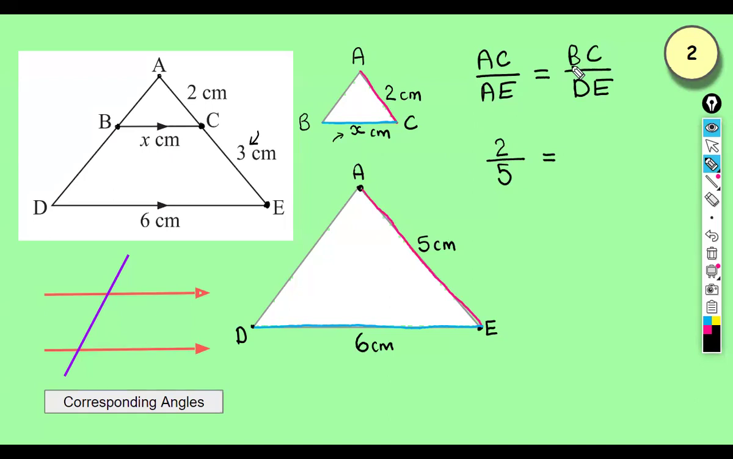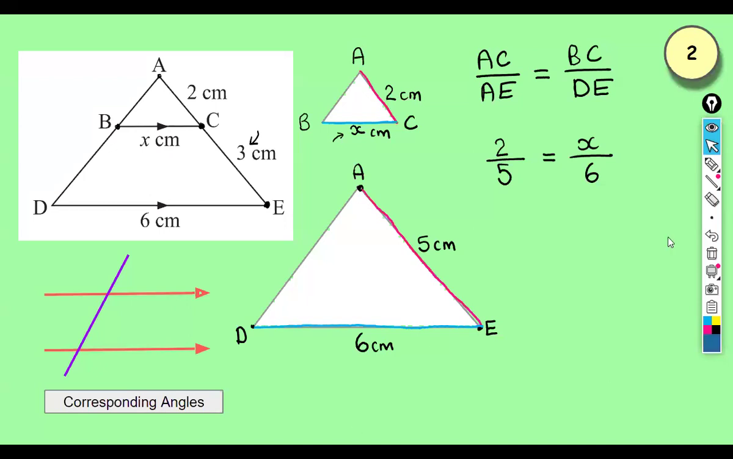How much is BC? BC is X. We do not know. And we divide by what? DE, which is 6. Now, everyone in this class should be able to cross multiply. Cross multiply and solve for X, and let me know what you get. Don't forget to send the answers on the chat.